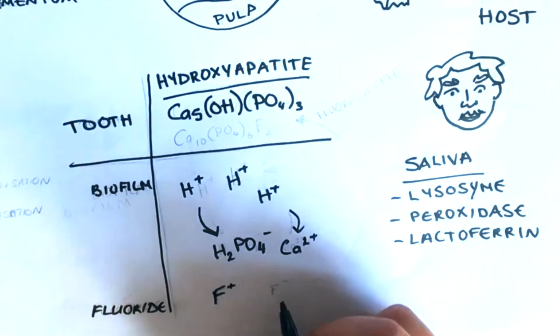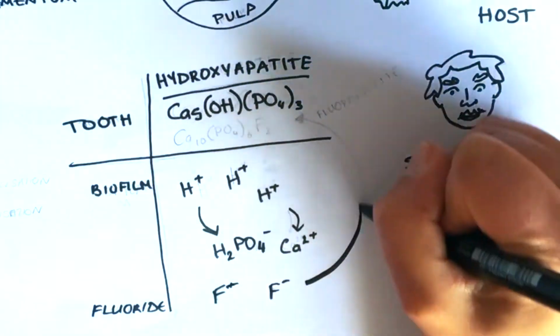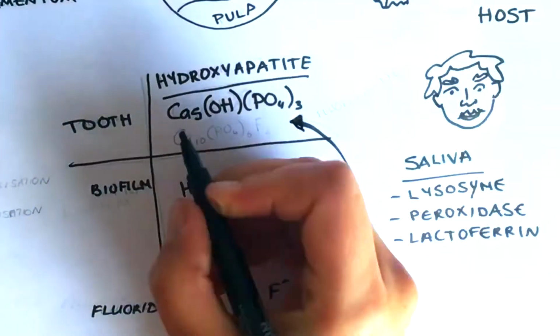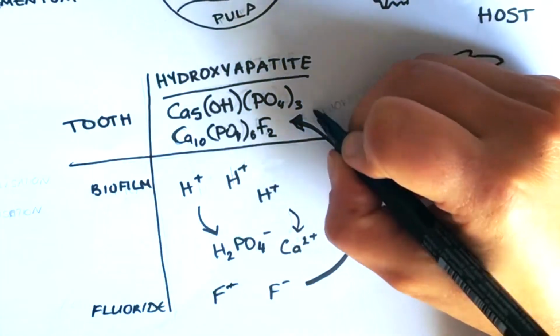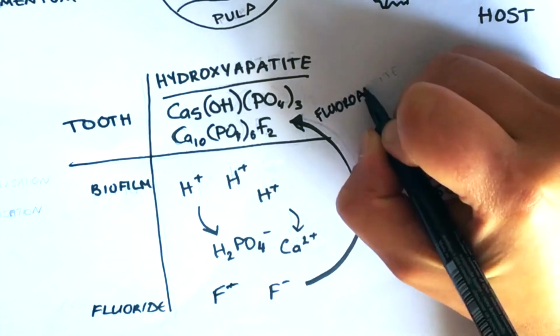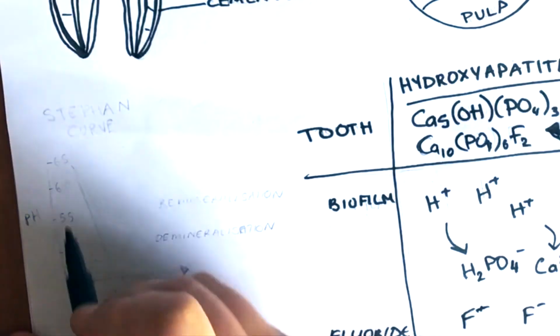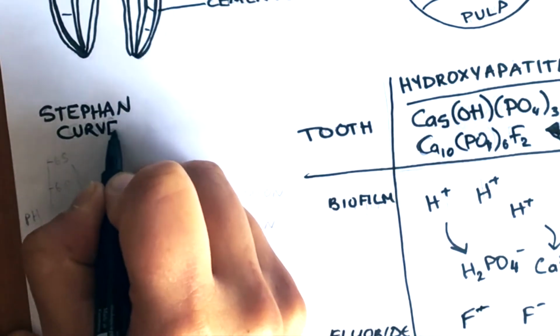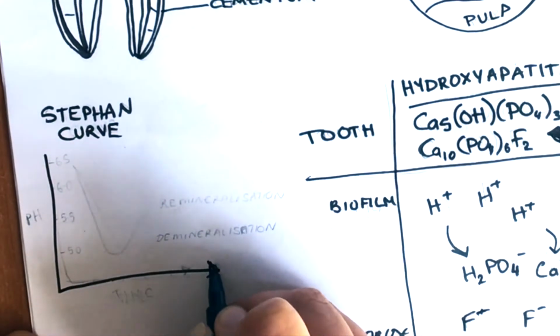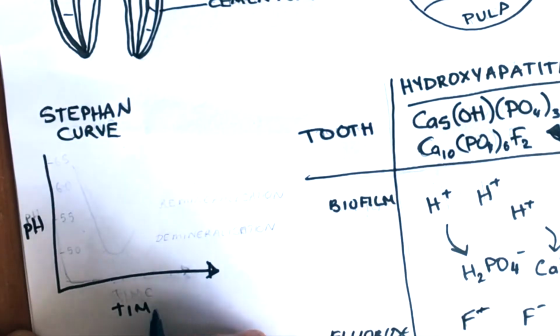Fluoride is included in this process and will produce fluoroapatite. A balance of demineralization and remineralization must be maintained to prevent the net loss of minerals. If demineralization outweighs remineralization, dental caries will occur. The Stefan curve highlights the change in oral pH over time after the presence of glucose, a carbohydrate.